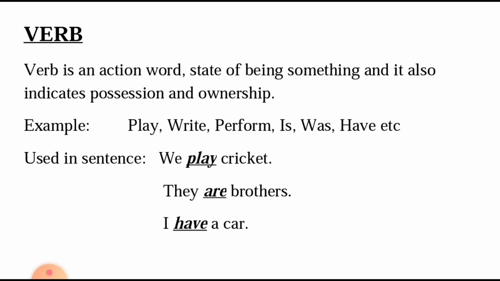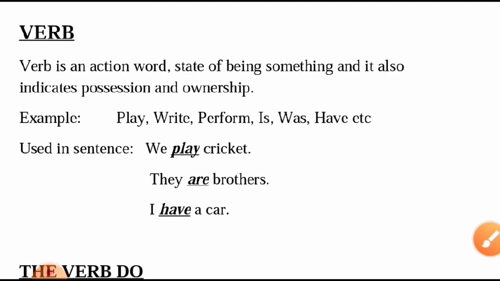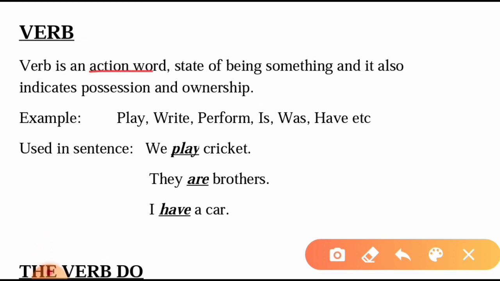So now the verb is an action word. This is what we have already known, that when you are talking about action, we are talking about a verb. But in verb we also talk about the state of being something, and we also talk about the position and the ownership. So verb basically shows action. It is used for showing the state of being something and also to show the position and the ownership. So these are all the things we are going to study in detail.